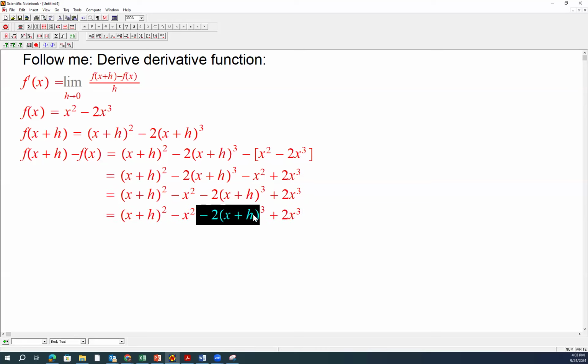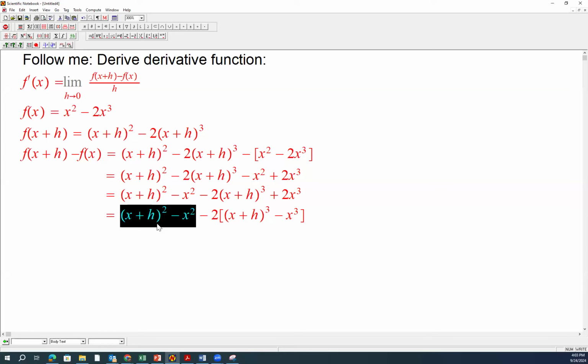On the second part, I'm going to factor out the -2. So after I factored out the -2, so this will become minus. Okay, so I'm going to take care of this part individually. How do I take care of this part individually?